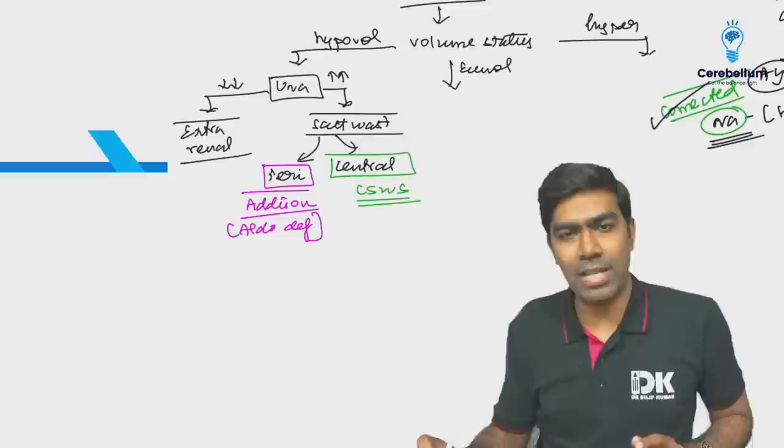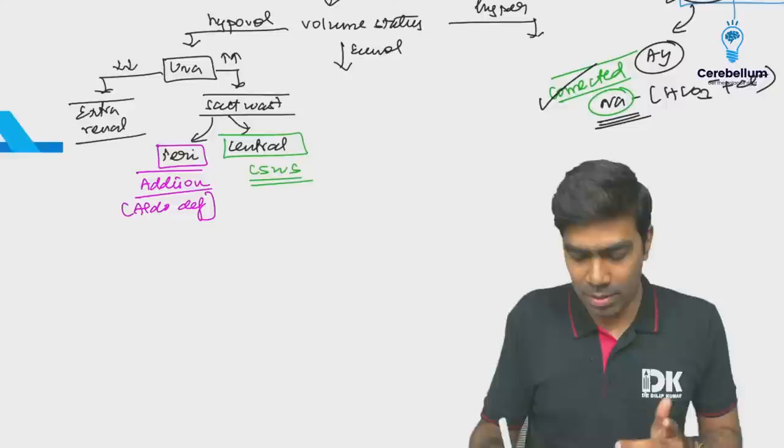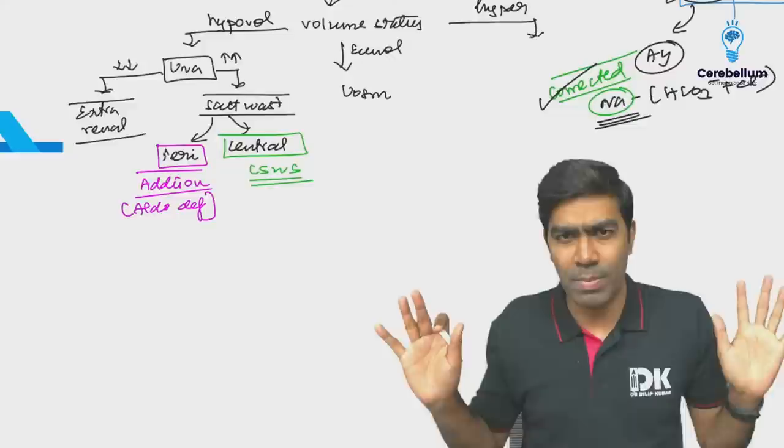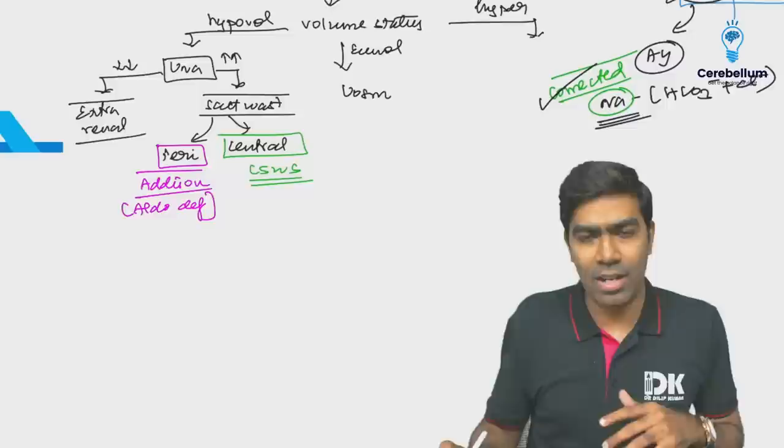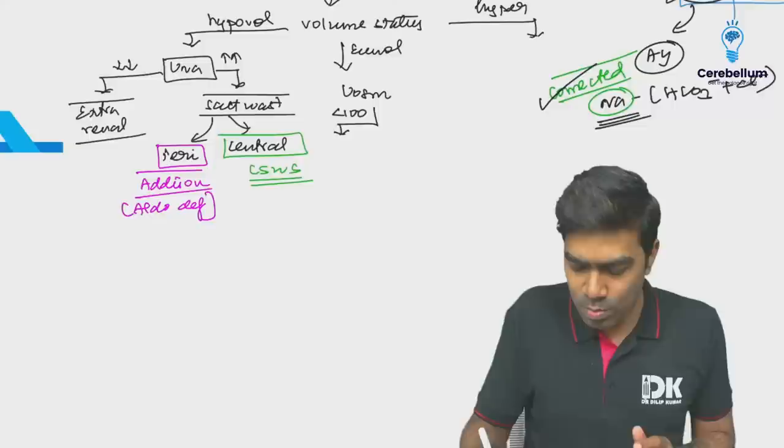And what if the patient is euvolemic? Here the patient will have normal BP, normal skin turgor, the volume status will be completely normal, no hypervolemia as well as no hypovolemic state. Here, there is no need to see urine sodium. You have to see urine osmolality here. If the urine osmolality is less than 100 or urine osmolality is more than 100.